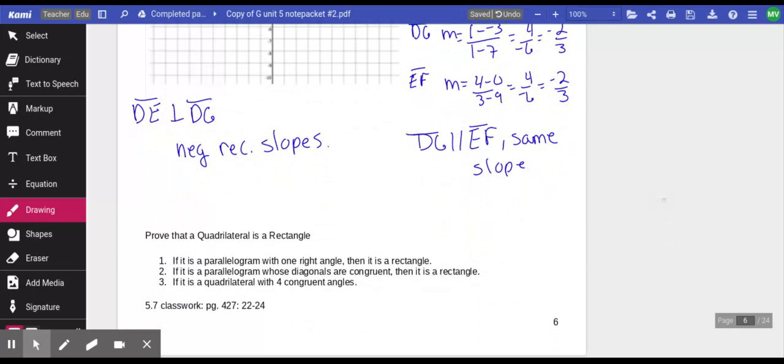So, ways to show it's a rectangle: it's a parallelogram with one right angle, it's a parallelogram whose diagonals are congruent, or it's a quadrilateral with four congruent angles, or all right angles.